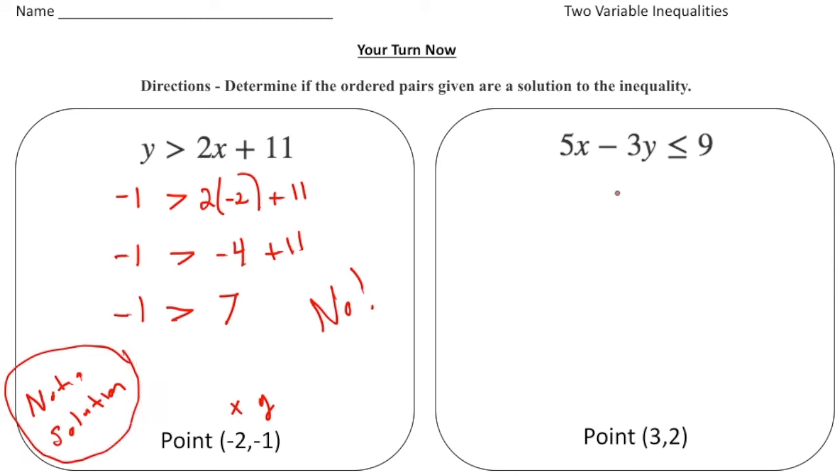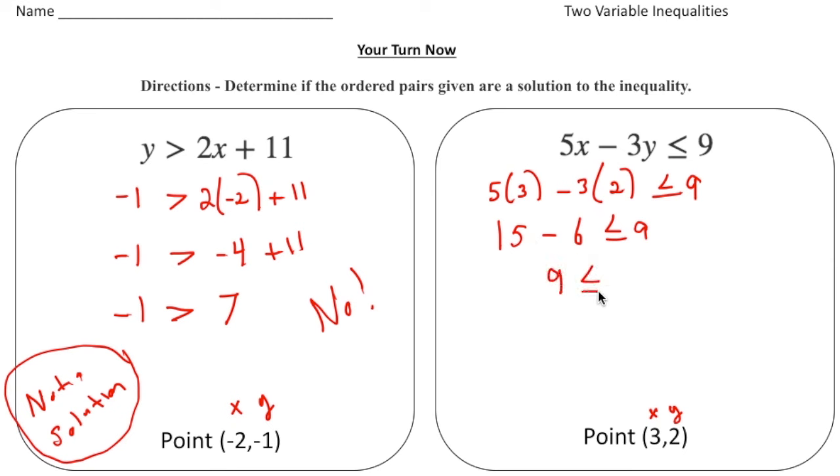Let's try this one over here. Here we have a two variable inequality that this time is not written in slope-intercept form, but it doesn't matter. I'm going to substitute a 3 in for the x value and a 2 in for the y value. So it's going to be 5 times 3 minus 3 times 2, and that's going to be less than or equal to 9. So 15 minus 6 is less than or equal to 9. 15 take away 6 is 9, and 9 is less than or equal to 9.